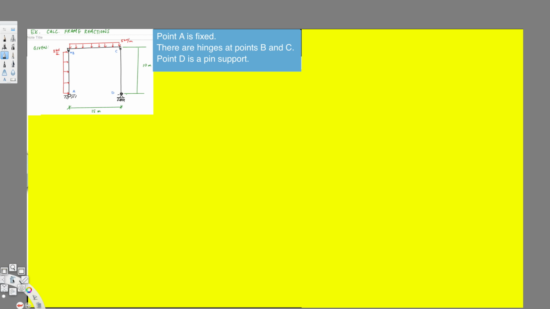Let's do this problem right here. The question is asking to calculate the frame reactions. So let's calculate all the reactions. First of all, what we have to do is select the starting point. In this case, if you see, this is provided. The point is fixed. So this is fixed.